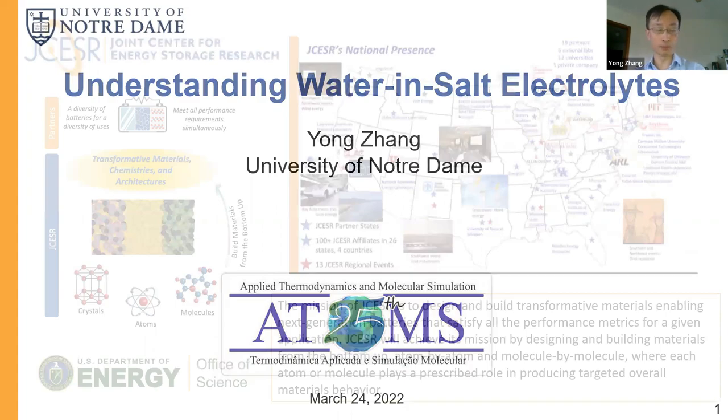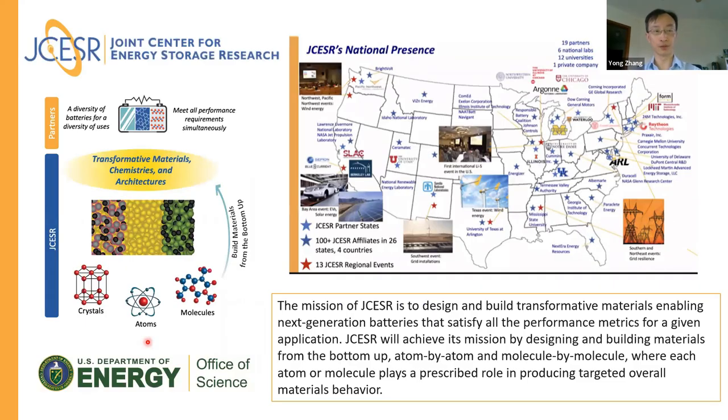This work is supported by this big center called JCESR, Joint Center for Energy Storage Research. It's supported by the US Department of Energy. The goal of this project is to design and build next generation batteries, which can be used for any application. The idea we take, we call a bottom-up strategy. We really want to understand the fundamentals. Then based on that knowledge and understanding, we can design a battery that is useful for the application.